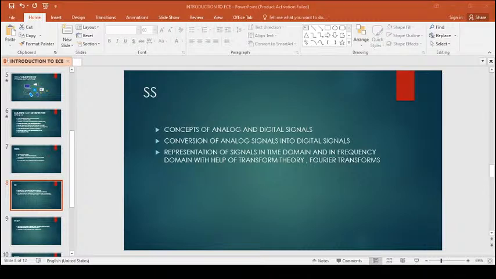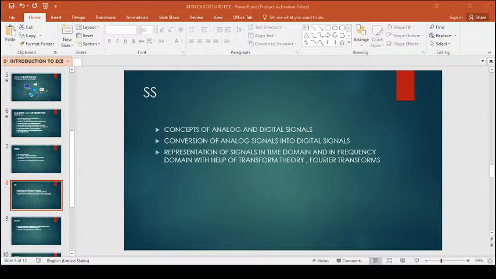What are the different types of signals? Most of the signals are available in analog form, but most of the electronic devices work on digital signals. Here we can also learn how to convert analog signals into digital signals with the help of sampling theory. And we can represent a time domain signal as a frequency domain signal, and frequency domain signals as time domain signals, with the help of transform theory.